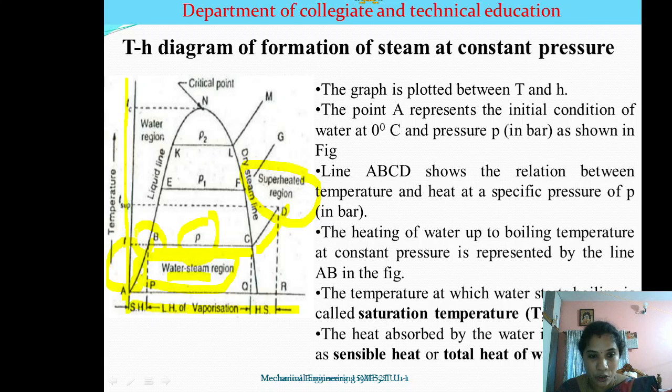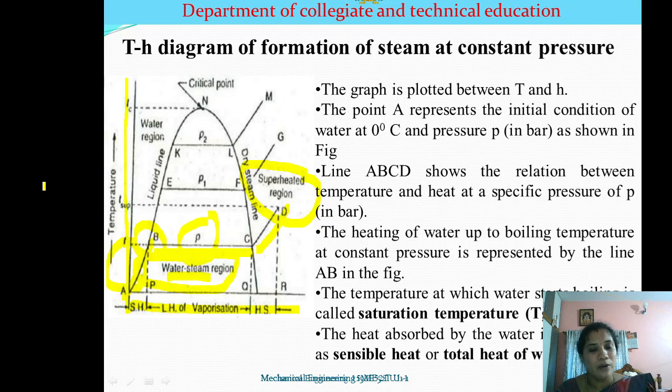Once it reaches the saturation temperature, there will be a change of phase from liquid to the gaseous state until all the water is converted into dry steam. During this process, we get dry saturated steam. If we further continue heating, the steam obtained will be superheated steam. This is for 1 bar pressure, that is, 1 atmospheric pressure, where the boiling point is 100 degrees Celsius.